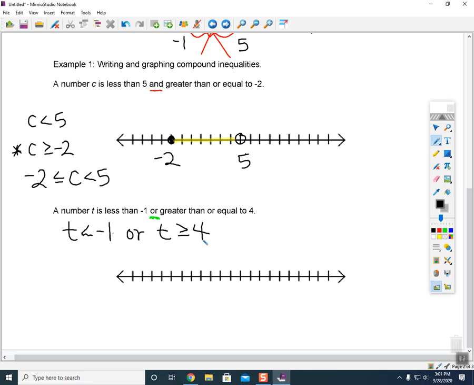Now I just need to graph it. It's just less than -1, so I'll have an open dot on -1. T is greater than or equal to 4: 2, 3, 4. So I'll have a closed dot on 4. And then I'll have arrows pointing in opposite directions. One's going to the left, the other one's going to the right. And that's my solution for that inequality.